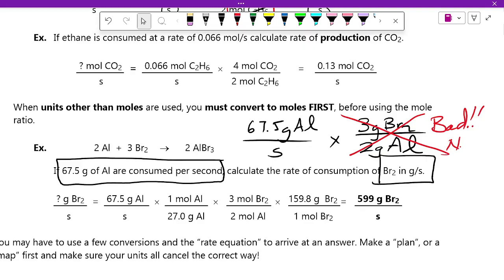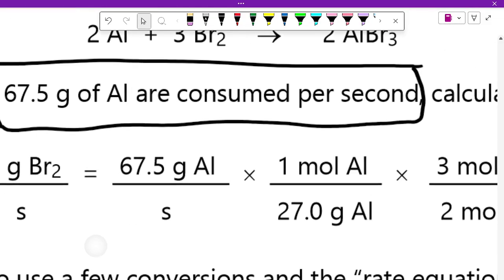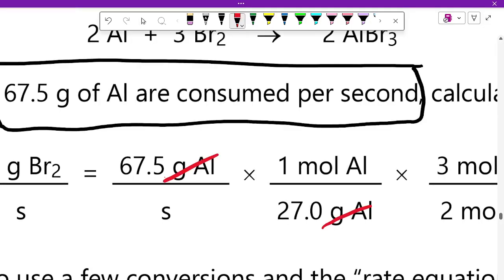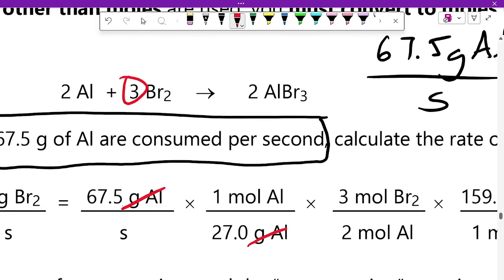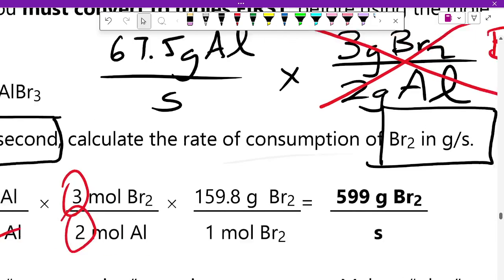No. Okay, you cannot do that. You cannot use those to go from grams to grams. You would need to convert grams of aluminum first into moles of aluminum. Then you could use the 3-to-2 ratio between bromine and aluminum. We can't use grams for that. You have to go to moles first to use that mole ratio, okay? You cannot just say, oh, it's a 3-to-2 ratio, and off I go.